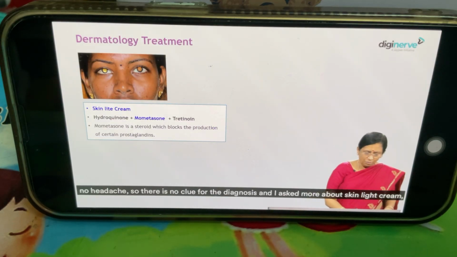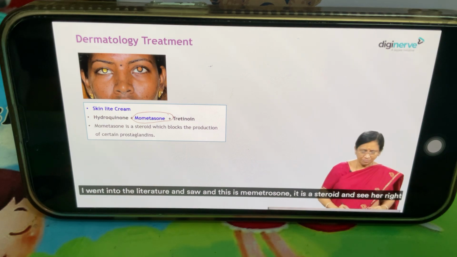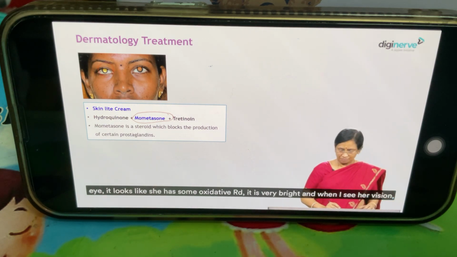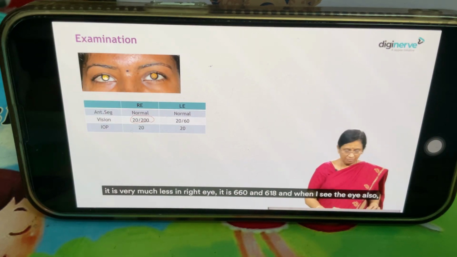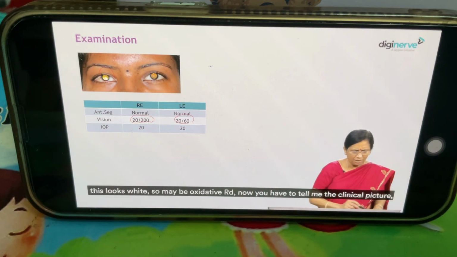I asked more about the skin light cream. I went into the literature and saw that it contains mometasone, a steroid. And see her right eye, it looks like she has some exudative RD. It is very bright. When I checked her vision, it was very much less in the right eye, 6/60 and 6/18. And when I see the eye, this looks white, so maybe exudative RD.